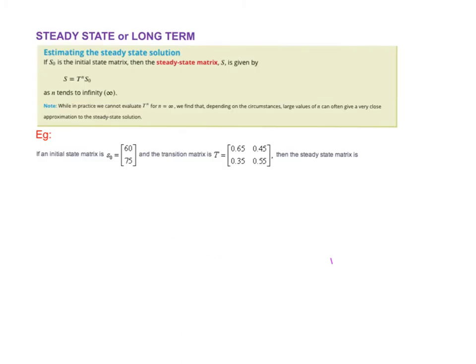Here we go. So now we've learned about the steady state. In the steady state, it's often called long term, or we might also call it in the long run. Just pop that up there so you know, when you have questions that aren't directly asking you for steady state, that's what they might be using. All right, so how do we find the steady state?